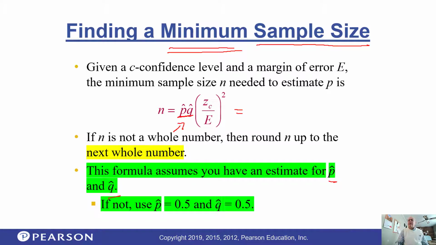Now, this is important. Let's see if I can draw a star here. If you don't have p-hat and q-hat, because maybe there's no historical reference you can use, or for some reason you don't have it, use 0.5 for both. Remember that. There will be an example most likely of this on the worksheet and on the test.